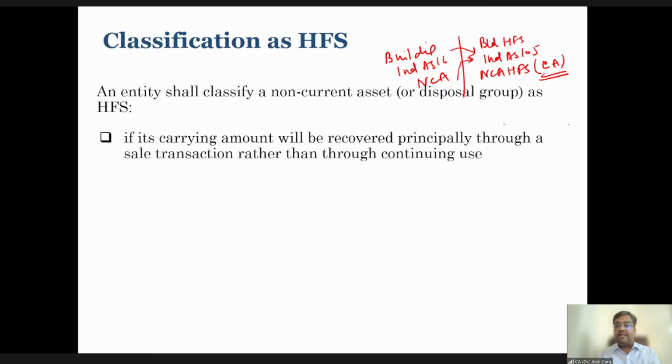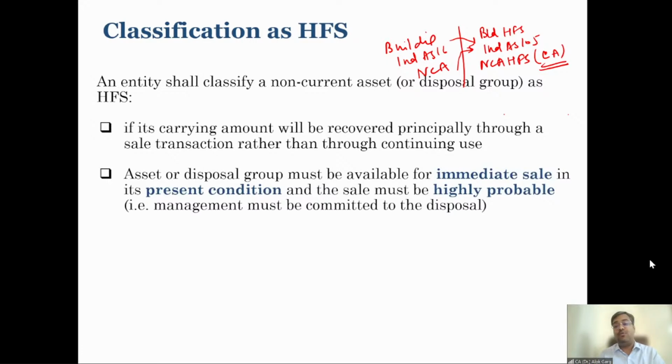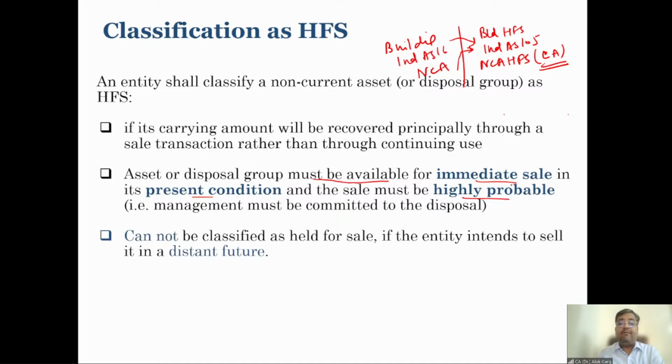Okay. So now we are discussing the recognition criteria, I mean, when a non-current asset will be classified as held for sale. An entity will classify a non-current asset or disposal group as held for sale if its carrying amount will be recovered principally through a sale transaction rather than through continuing use. The asset or disposal group must be available for immediate sale in its present condition, and the sale must be highly probable. It cannot be classified as held for sale if the entity intends to sell it in a distant future.